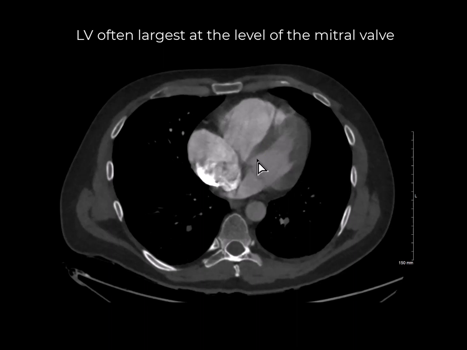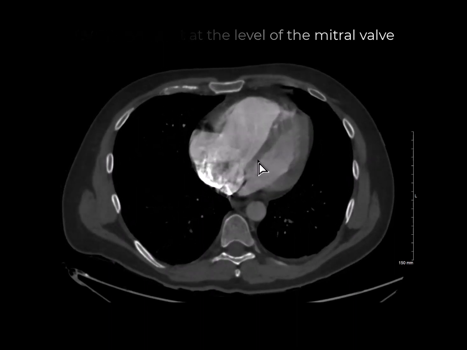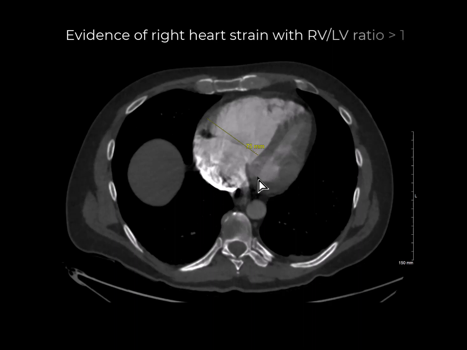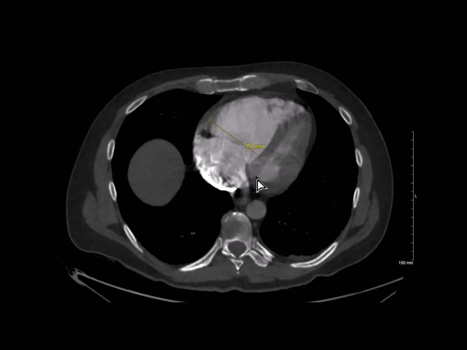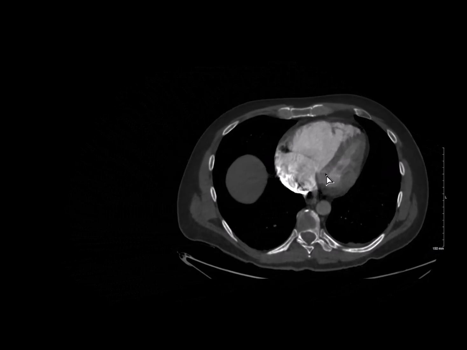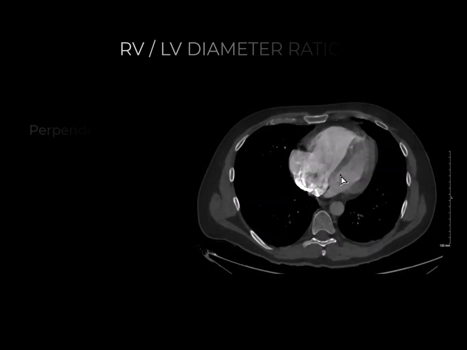So I get 37 millimeters, and earlier I got 75 millimeters, and that would be a case where the RV-LV ratio is greater than 1, and I'd put that in my impression as evidence of right heart strain with RV-LV ratio greater than 1. So just to recap, main points are we're measuring perpendicular to the interventricular septum.